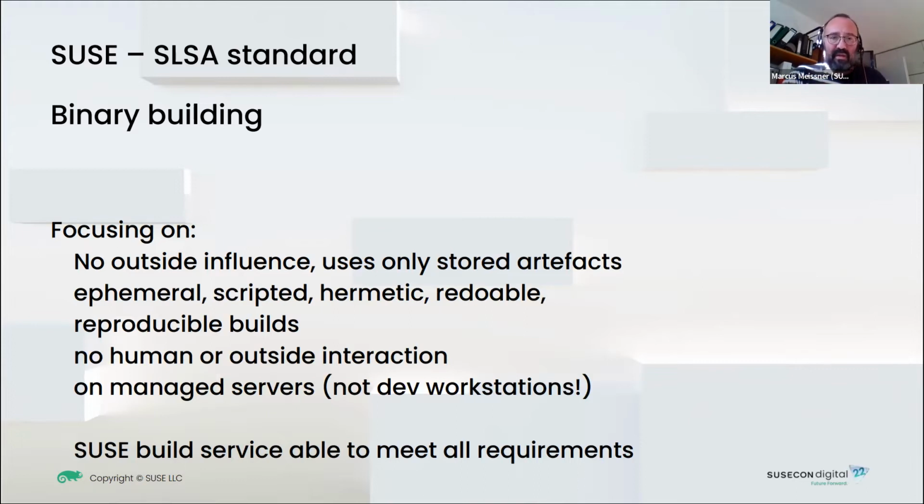As we are building RPMs, with reproducibility we face the challenge of timestamps and signature nonces occasionally. So we are still struggling to get a fully bit-identical reproducible RPM build. This is something where we still have a gap at this time, but a high percentage of our builds already have binary reproducible RPM content. There's usually no human or outside interaction on these builds, and it's all managed in our data center, not on any kind of development workstations.